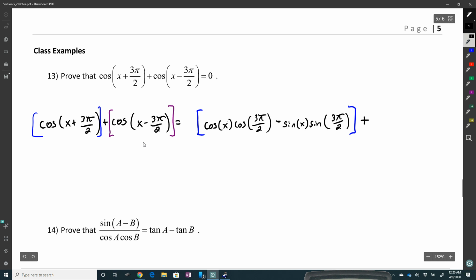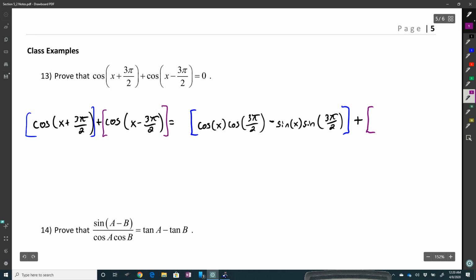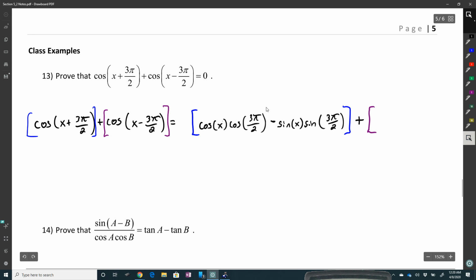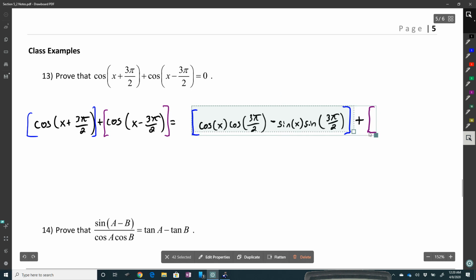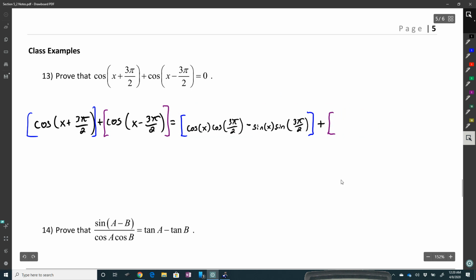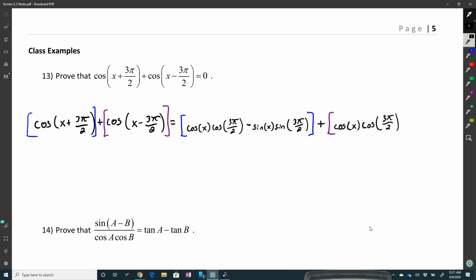We're adding them up, so there's a plus sign. And then we work on the other one, which I'm using the purple brackets. And so, again, Gilbert doesn't give himself enough room. It's a running theme in this section. All right, so cosine again. So it's cosine, cosine, sine, sine. So cosine of x, cosine of 3 pi over 2. And then the sign flips, so that's plus. And then sine of x, sine of 3 pi over 2. And that ends the purple one.